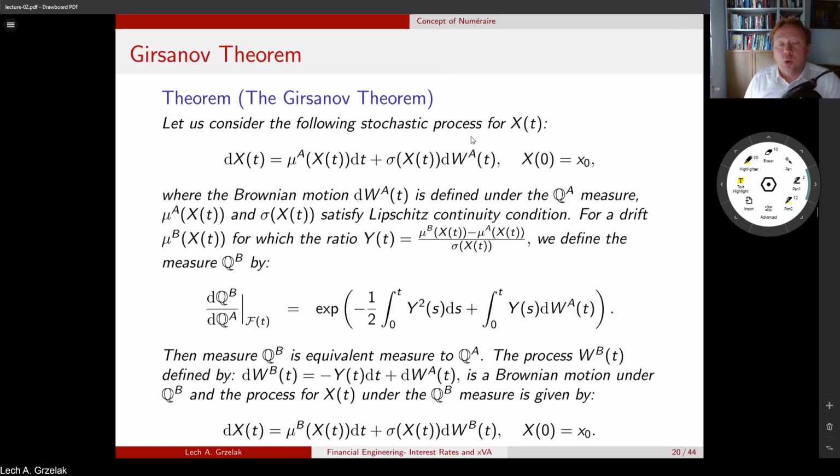A very important tool that is used for measure changes is the Girsanov theorem. The Girsanov theorem allows us to switch from one measure to another. For many of you, it may seem a little bit advanced and complicated, because it essentially states what measure change principles you should use to switch from measure A to measure B. And that can be done, of course, under certain conditions. You can read in the book. The measure transformation is done in the following way.